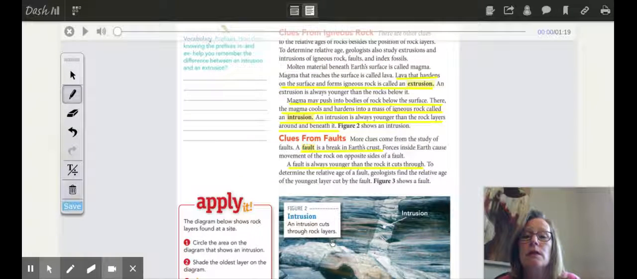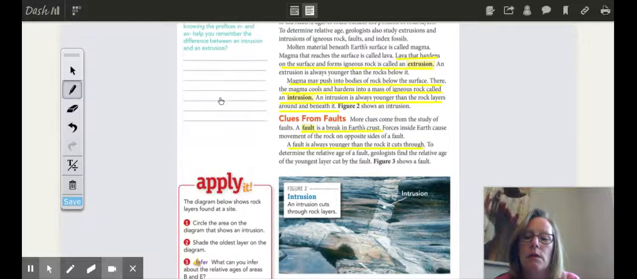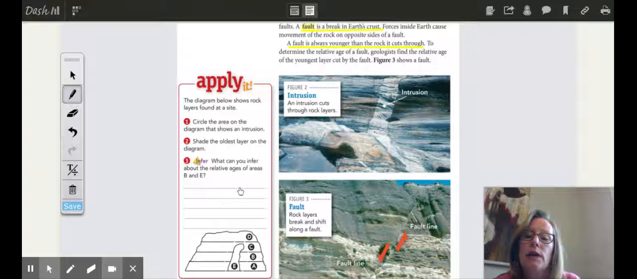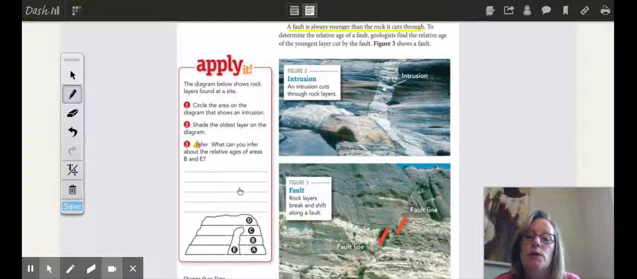Then let's look at the vocab. The prefixes in- and ex- help you determine the difference. The in- means inside, like inside the ground or inside the Earth's crust. And then the extrusion, it's like exiting, so you know that is above ground. And then right here it says, the diagram below shows rock layers found at the site. Circle the area in the diagram that shows an intrusion.